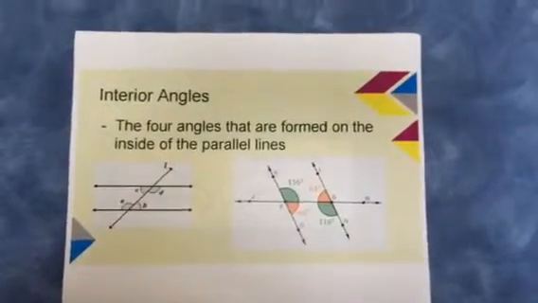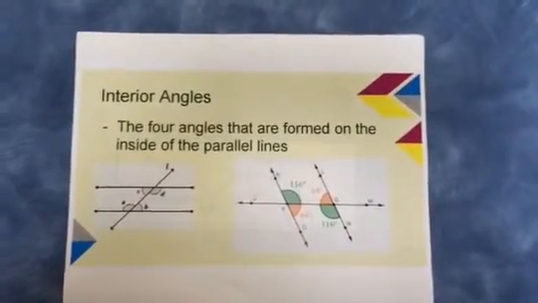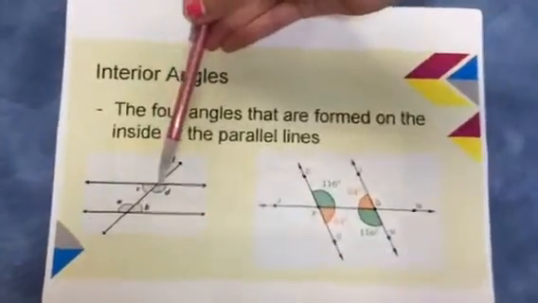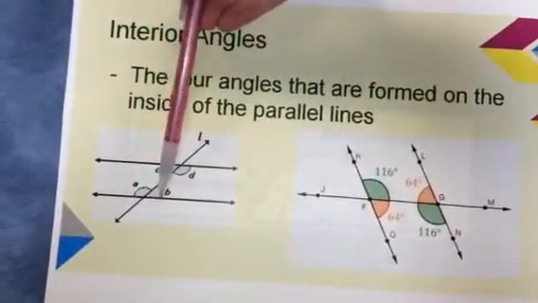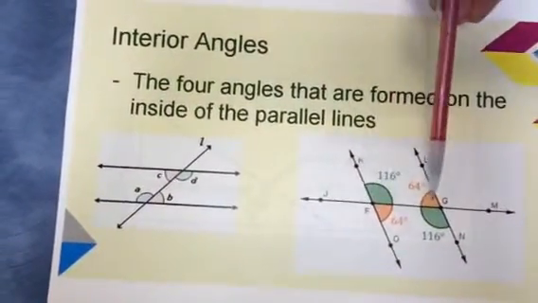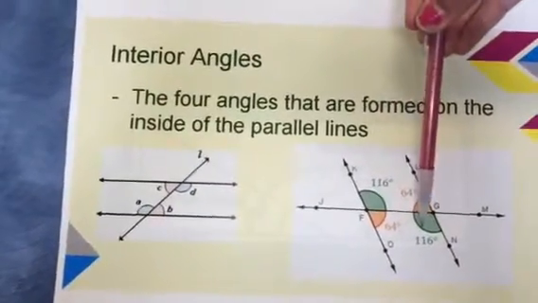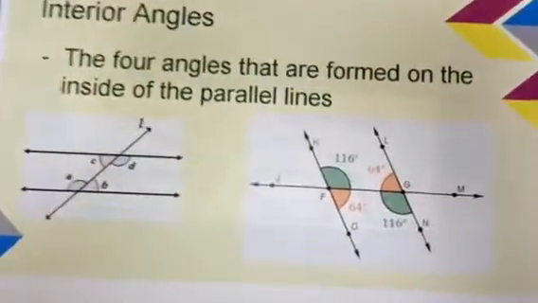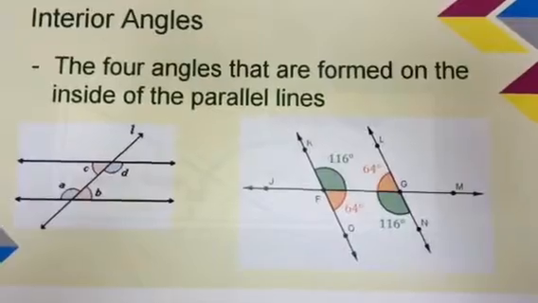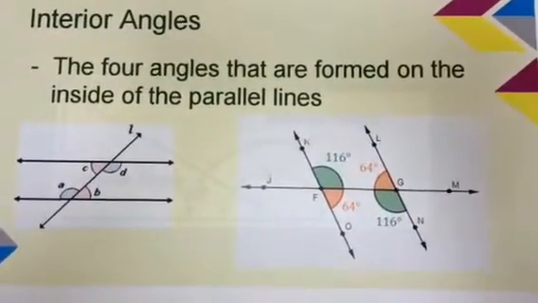Interior angles, the four angles that are formed on the inside of the parallel lines. The pink and blue semicircles represent the four interior angles. The orange and green semicircles represent the four interior angles.